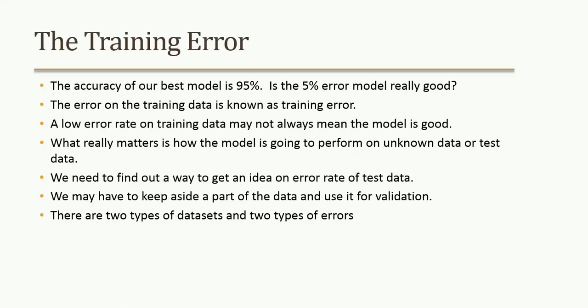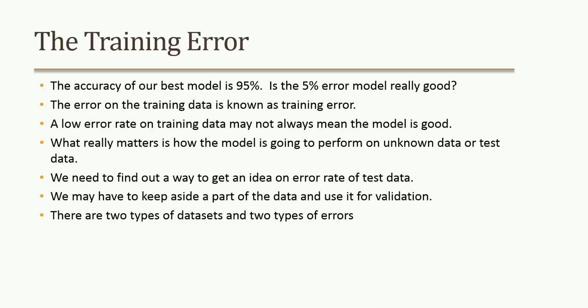We need to find a way to get an idea of the error rate on the unknown data set or the test data set. One easy way is to just keep a part of the data set and not use it in building the model. Let's say I take 80% of the data and use it as training, and the rest of the 20% I don't touch, though I know the result. I build the model on 80% of the data and then find the accuracy on the remaining 20%. Let me call it the holdout data or training test data.